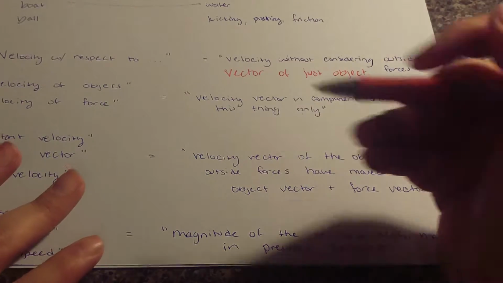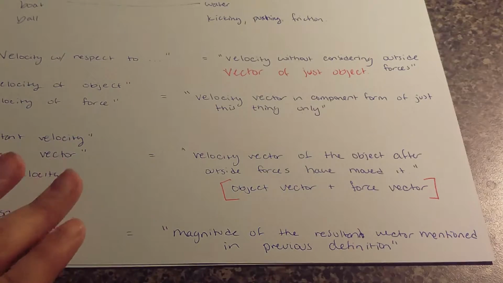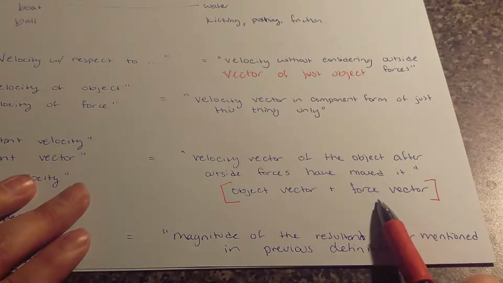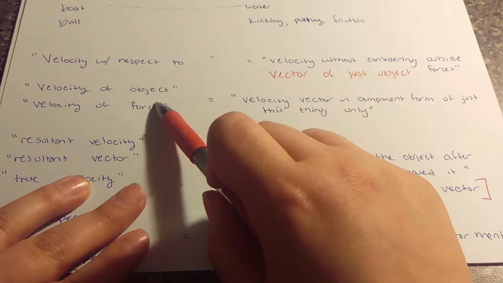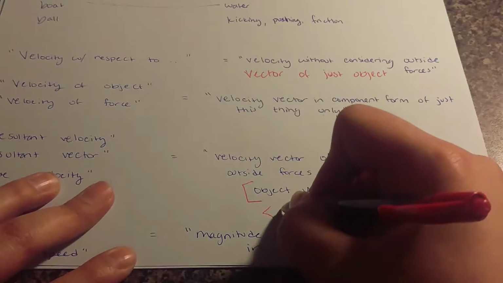Now the way to figure that out is always the same. You always just take the object vector, which is the one we found here in this step, and you take the forces vector, which was kind of what we did here, and you just add those two vectors together. So just a really quick review.